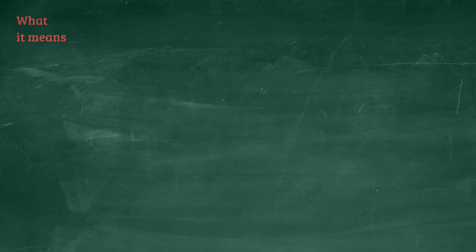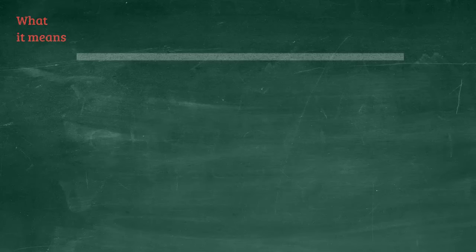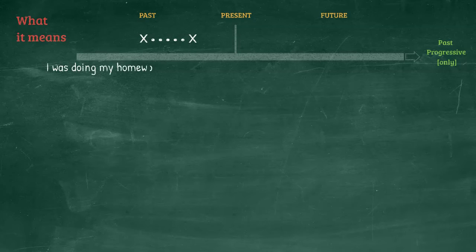Now, let's see what all this means when we look at it on a time map. Again, if we imagine this line here as time and this line in the middle representing the present, when we talk about the past progressive, we are talking about a period of time that started in the past, continued in the past, and finished in the past. So in a sentence like, I was doing my homework, it basically means that from some point in the past to another point in the past, I was in the middle of doing my homework.